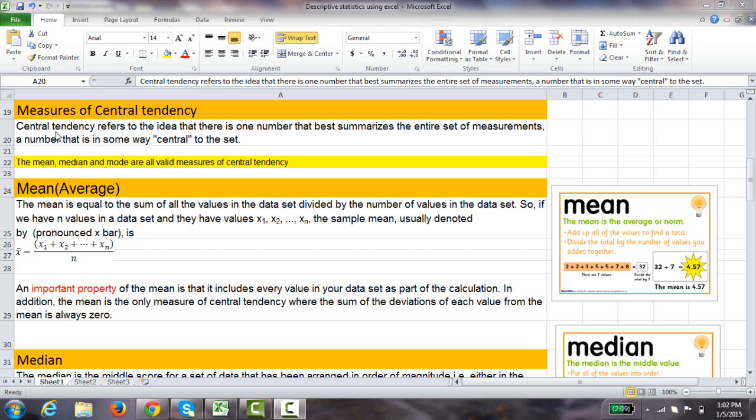An important property of mean is that it includes every value in your data set as part of the calculation. In addition, the mean is the only measure of the central tendency where the sum of deviations of each value from the mean is always 0.